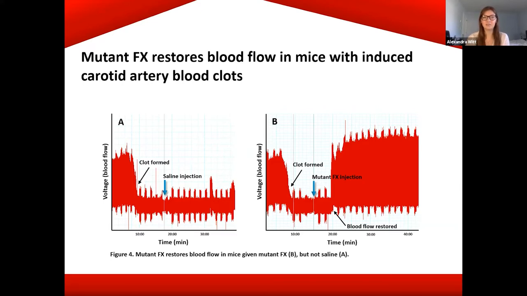When we give the mice our mutant factor 10, we will hopefully see similar data to those on the right with Alteplase, suggesting reperfusion as our amplitude increases again. Thank you.